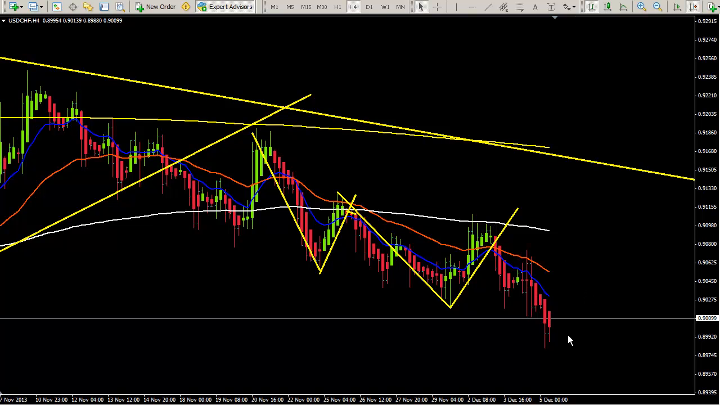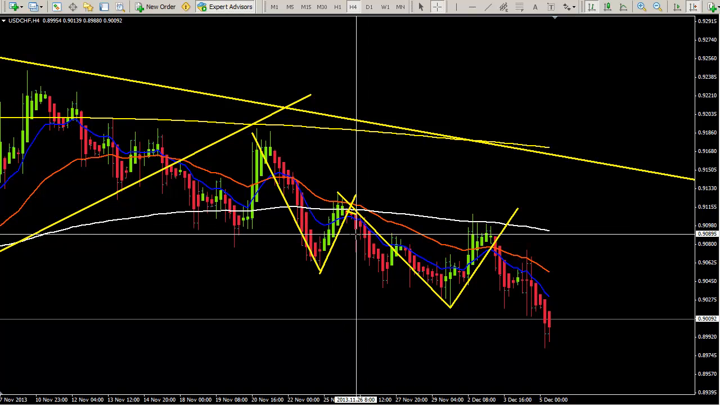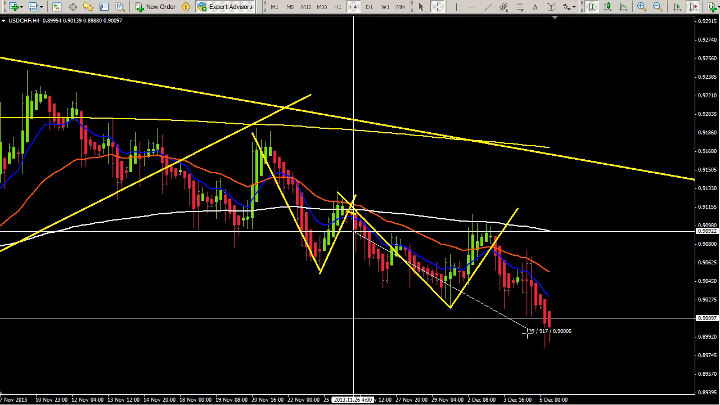So we need a new setup before we do anything. If you're already short, you know what to do. Of course, the first entries, depending where you get your entries, you should be out with the first and second lot already anyway.